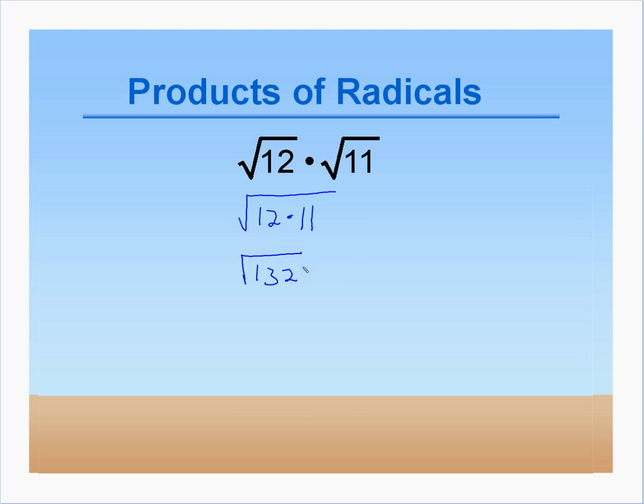Now to simplify 132, we want to think what perfect square goes into this, and 4 does. We can actually see that because 4 goes into 12, so 4 goes into this, and 4 goes into this 33 times. And so we're going to rewrite this as the square root of 4 times the square root of 33, and we know the square root of 4 is 2. So 2 root 33. So that's multiplying the numbers together and then simplifying.